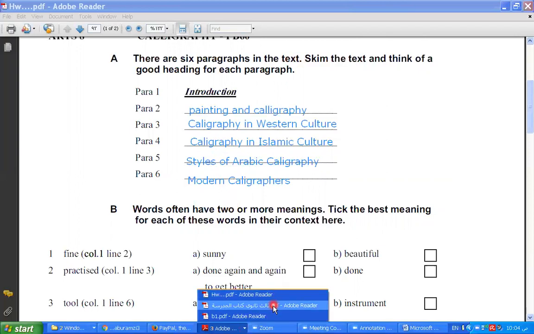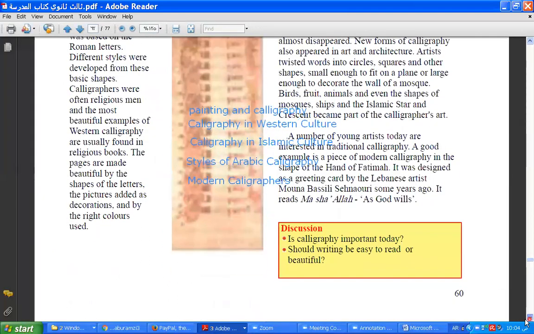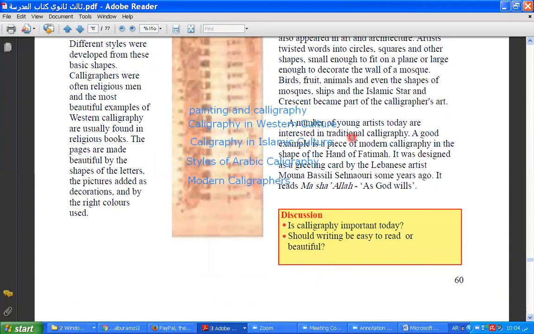So, Abdullah, we are about to finish. We are very close, but before that we need to discuss some questions here because it's a kind of revision for all of this. I think you got an idea about what the writer wants to say about calligraphy, right? Do you think that calligraphy is important today in modern time? In your opinion? Important in art, yes.